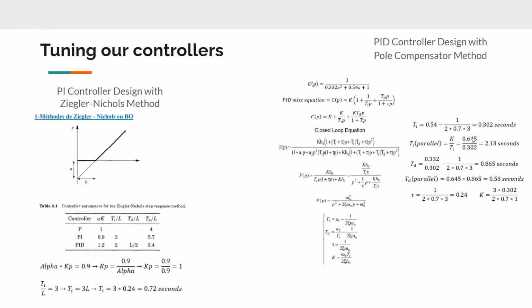Now, first, to design these controllers, we first need to obtain the values for our proportional, derivative, and integral components. For the PI controller, we just need to find the proportional and integral. For this, we use the Ziegler-Nichols method. And for the PID controller, we use the pole compensator method to find the proportional, integral, and derivative values.